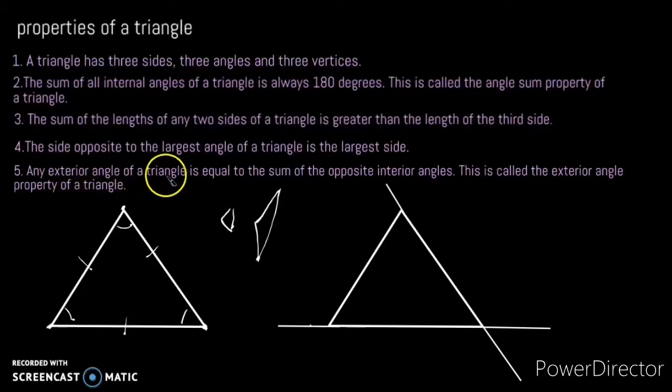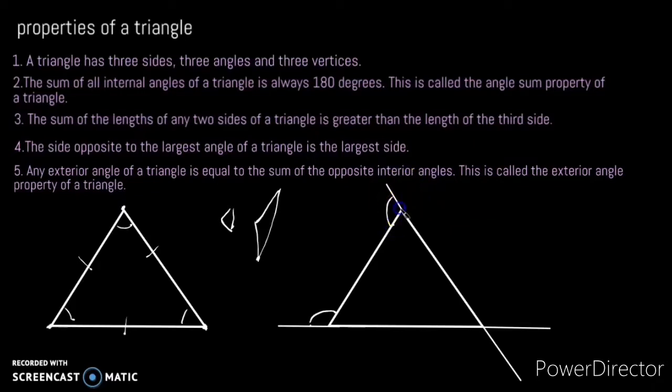Any exterior angle of a triangle is equal to the sum of the opposite interior angles. This is called the exterior angle property of a triangle. Before we talk about the rule, we need to know what an exterior angle is. An exterior angle is an angle formed between an extension of a side and the adjacent side of that side. So this is an exterior angle. This is an extension of this side and this is the adjacent side. So this is an exterior angle.